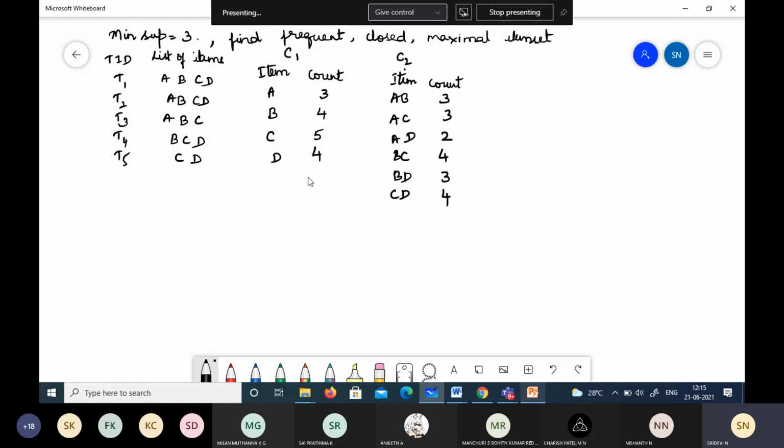From this, now we'll find out which ones are closed and which are maximal. Because we have to consider the item and its immediate superset. If A is the item, AB, AC and AD form the immediate supersets of A. We know that the count of A is 3, and the immediate supersets of A will be AB with count 3, AC with count 3 and AD with count 2, isn't it?